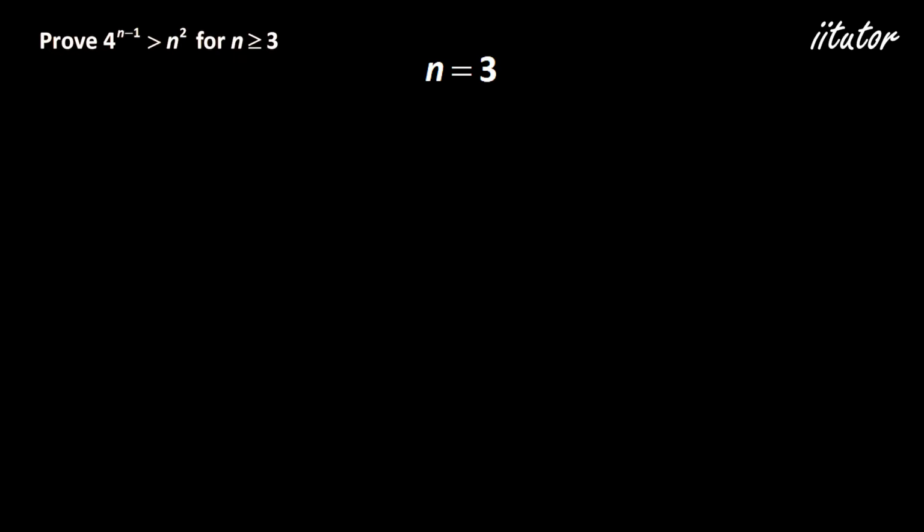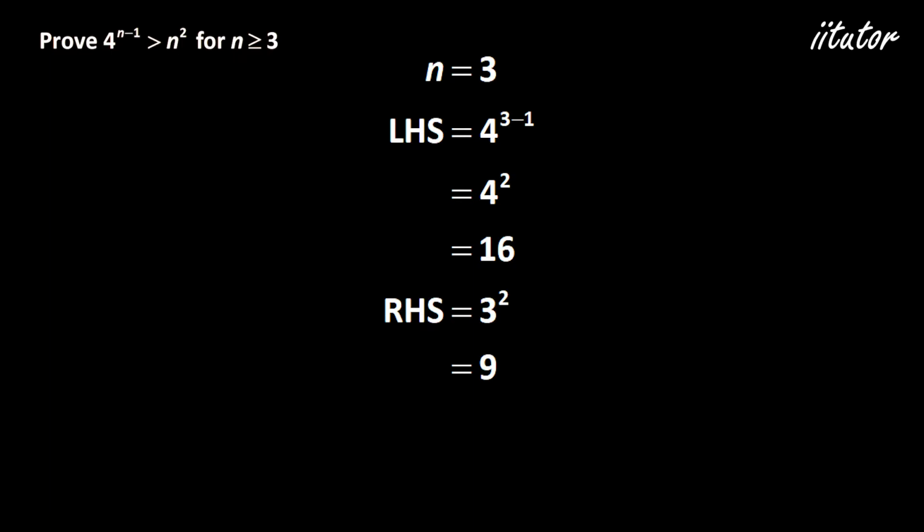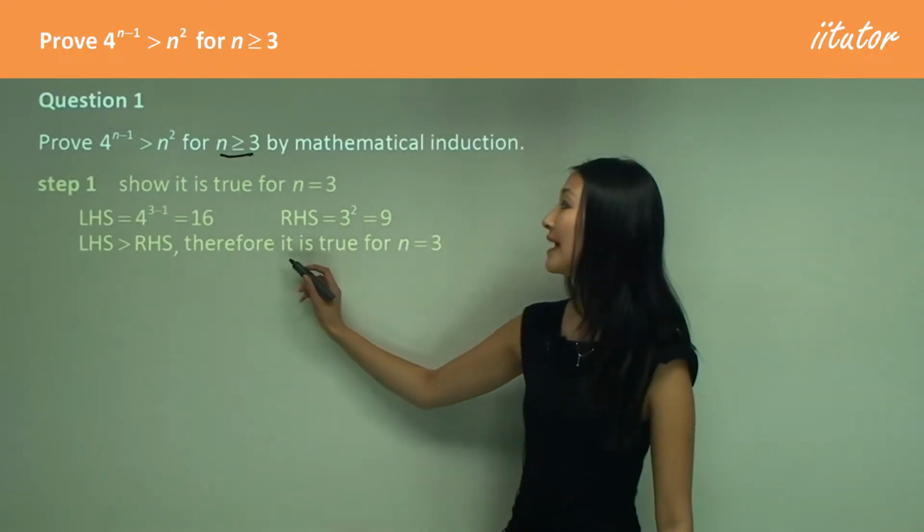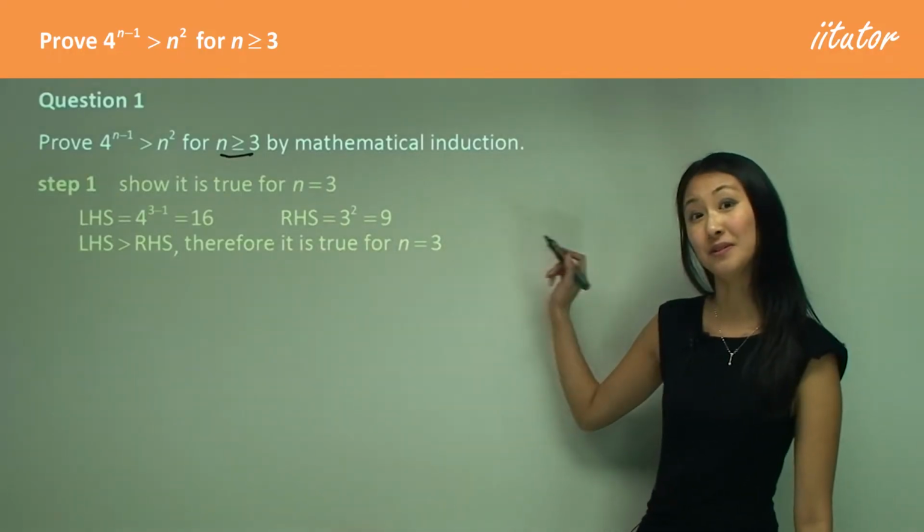So our left-hand side equals 4 to the power of 3 minus 1. That's 4 squared, which equals 16. And our right-hand side is just 3 squared, which equals 9. So therefore, 16 is greater than 9. So left-hand side is greater than right-hand side. So therefore, it is true for n equals 3.